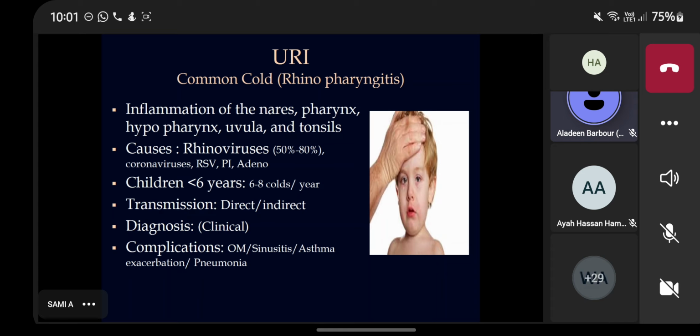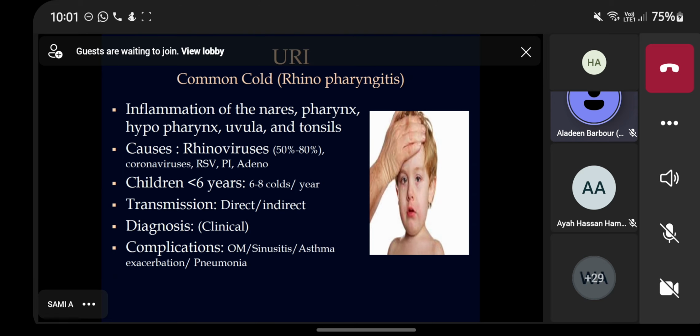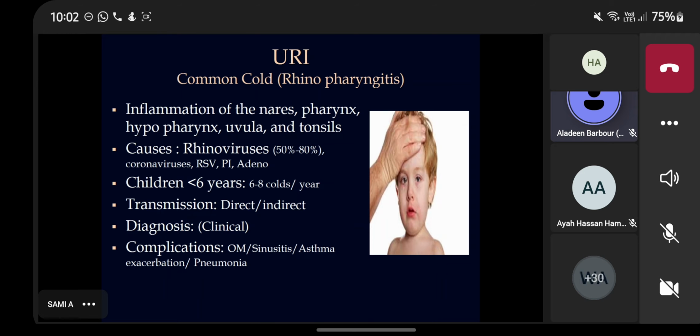Now, the common cold can be caused by a variety of viruses. The most common group are the rhinoviruses, and they are responsible for up to 80% of common colds. And as you all are aware, rhinoviruses include more than 100 serotypes, so it's not unusual to have recurrent infection with various types of rhinoviruses. Other viruses which may cause the common cold include the coronaviruses, the respiratory syncytial viruses, the parainfluenza viruses, and adenovirus.